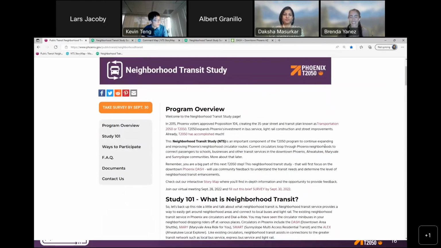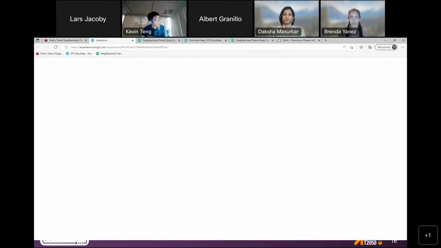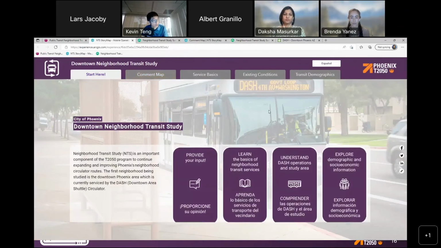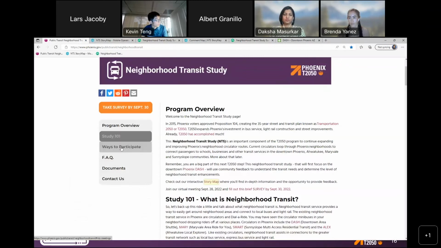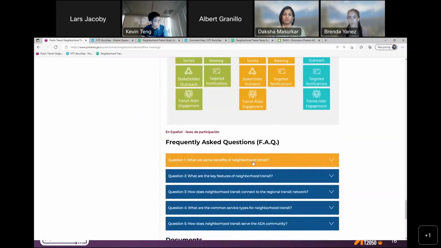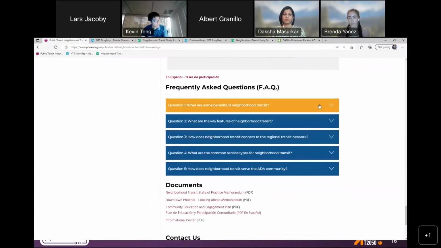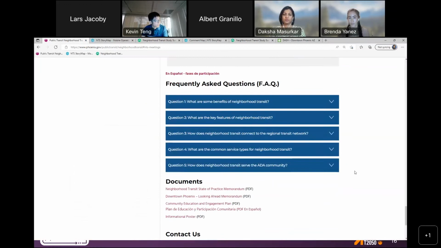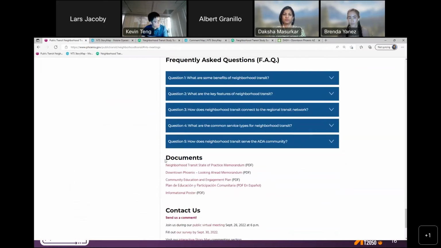Thank you. And of course, the story map, which is linked in multiple locations. If I click on that one, this will bring us to the story map that Daksha went through earlier. Let me go back to that. I think I was at ways to participate. This is the public meeting today. And then we also have information about the community education and engagement plan, and some FAQs, frequently asked questions, here.